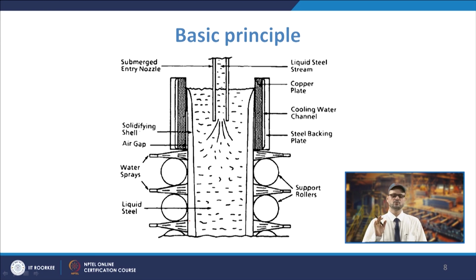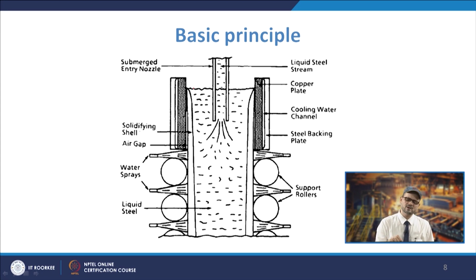Also, this mold will be oscillated. As we have discussed, there will be oscillation of this, and on the downward side it will be going at a faster rate, so that a condition of negative strip is maintained. For providing lubrication, we provide a powder on that surface. That is flux powder.